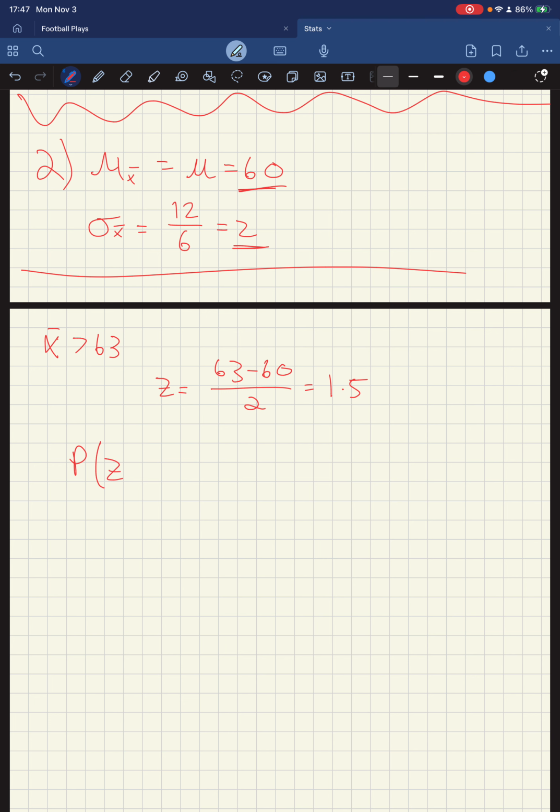P of z greater than 1.5 would equal 1 minus 0.9332. I think I got all the threes. And then that equals 0.0668, which means there's roughly a 6.7% probability. Yeah, cool.